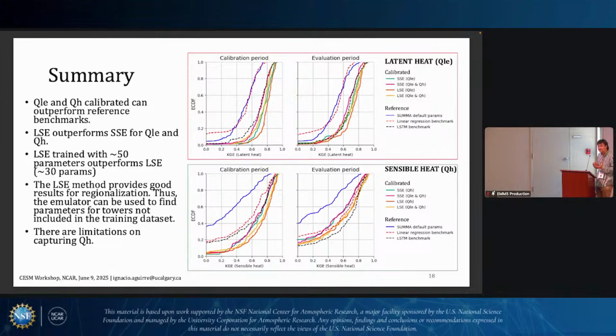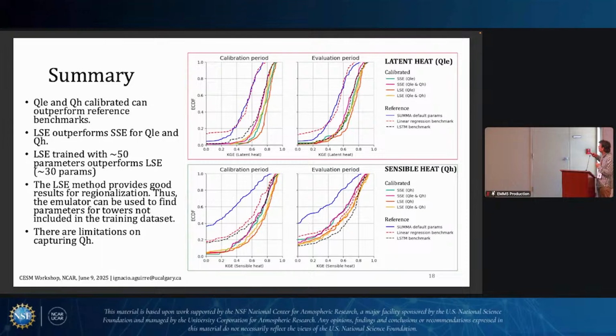More parameters give better results. The method does provide good results for regionalization, so the emulator is able to find parameters in sites that it has never seen. And there are limitations in capturing sensible heat. This was in line with the first figure that I showed, that any model had problems replicating sensible heat in PLUMBER2. We have better performance because the model is calibrated, but there are still problems representing sensible heat in models.